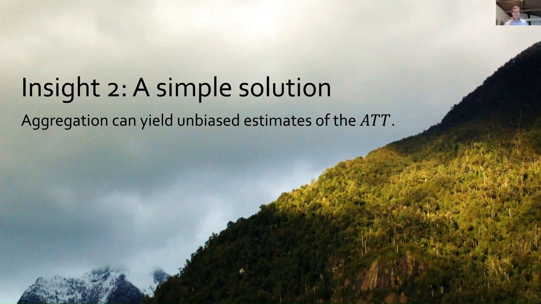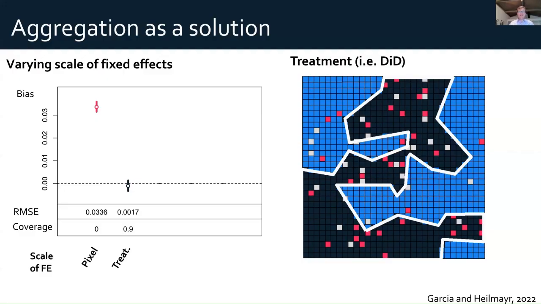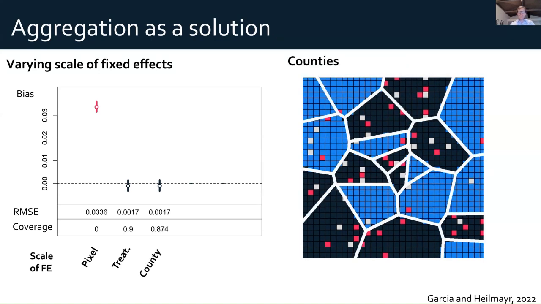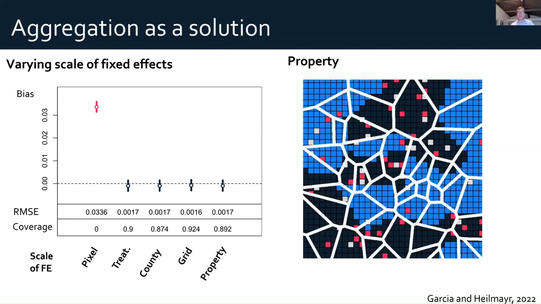Fortunately, there's a really simple solution. Aggregation can yield an unbiased estimate of the ATT. We start with this really biased estimate. We already showed the difference in differences model. If we just use fixed effects at the scale of treatment, then we get a reduction in that bias. That's pretty dramatic, but we could also use fixed effects at the county level, at the grid level, or at the property level, which have been done in the literature.